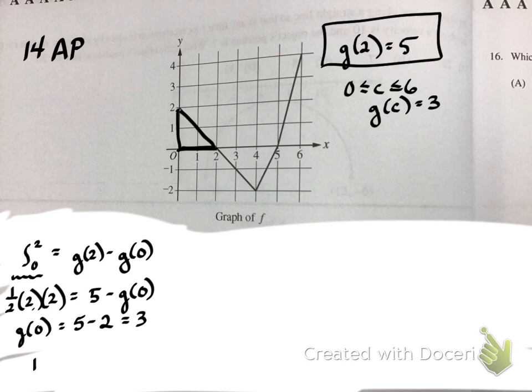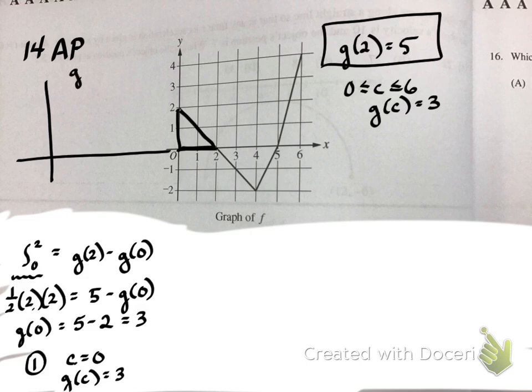So there's one value. That's 1c. When c equals 0, g of c is 3. So there's one of them. I'm just going to start to build a little g graph. At 0, we're at 3. Alright, now in this little section, there's this nice turn here at 4.